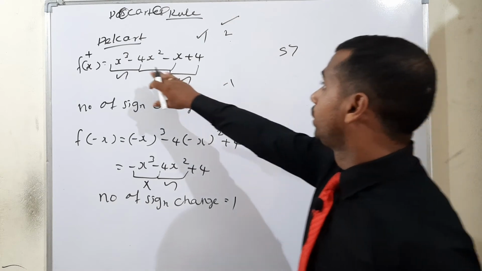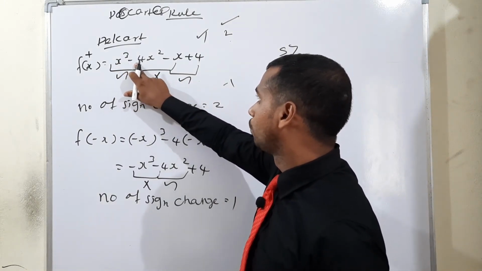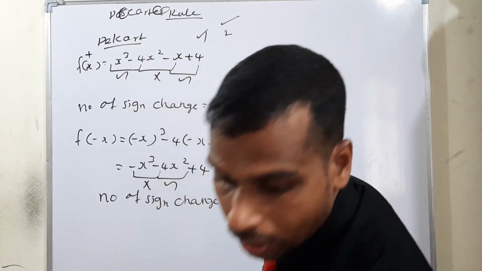Okay, I will prove it with one concept. I will consider the same condition. What is the value? x cube minus 4x square minus x plus 4. Look at there.